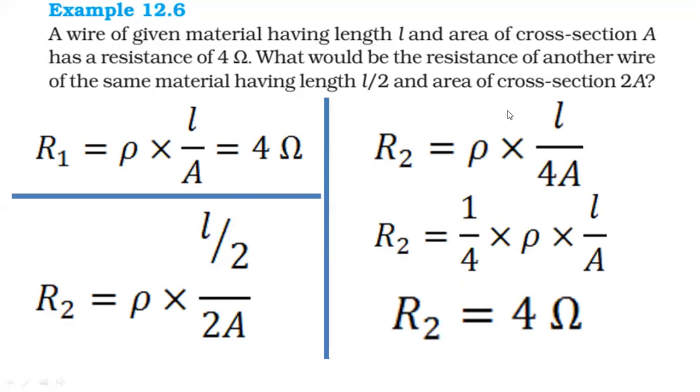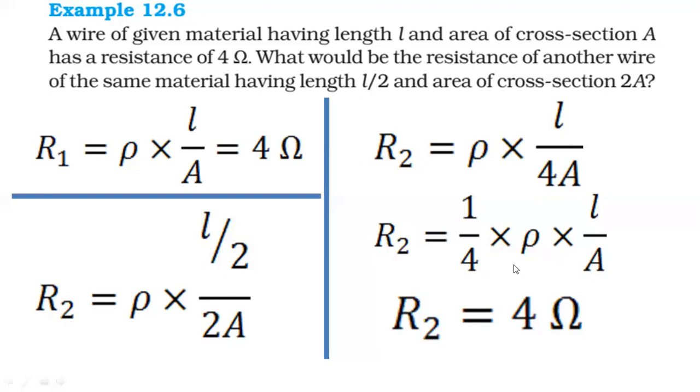That is the modification. But you already know this 1 by 4 can be taken out. If I take this 1 by 4 outside, what remains inside is rho into L by A. So 1 by 4 rho into L by A. But this value, rho L by A, we already have. Concentrate on R1: rho L by A. That answer is 4. So we substitute the value of rho L by A as 4. Now that 4 and this 4 get cancelled and the value remains 1. That is actually the answer.